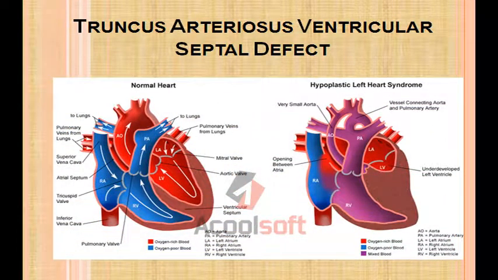Truncus arteriosus ventricular septal defect occurs when a person has one large artery instead of two separate ones to carry blood to the lungs and to the body. It develops during fetal growth when a baby's heart is developing. In most cases, the cause is unknown.